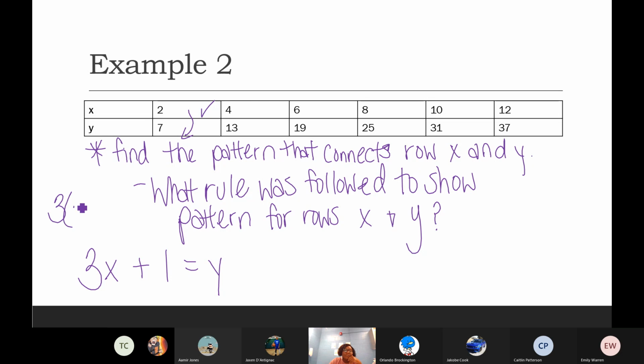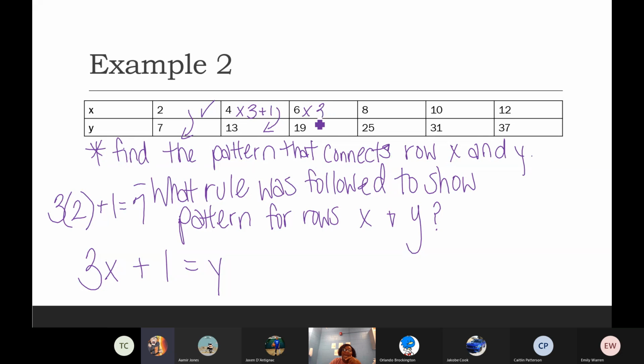3 times 2 is what, guys? 6. 6 plus 1 will equal 7. So that rule works here. Let's see if it works here. What is 4 times 3? 12. Plus 1, what will that equal? 13. So that rule is being followed here.